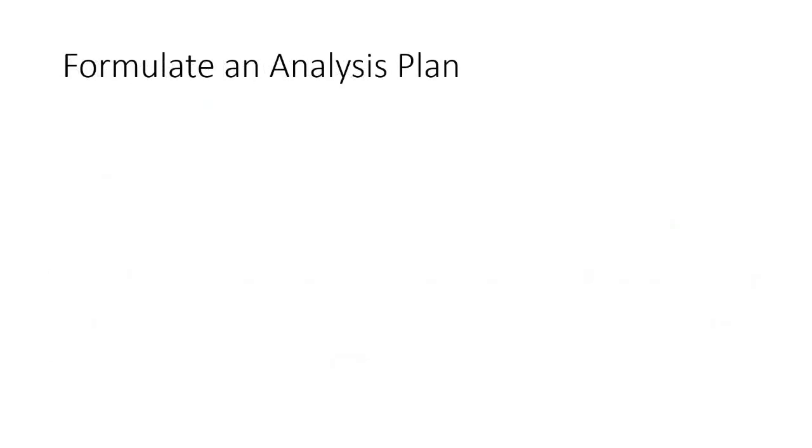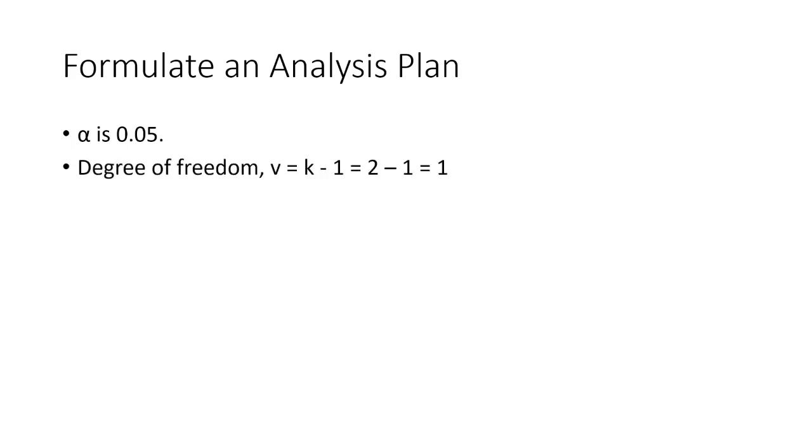Now, we are going to formulate an analysis plan. From the question, the alpha value is 0.05. The degree of freedom has changed, where the k value is now 2. Hence, v equals 1. Now, we can find the x-square value 0.05, 1 in the chi-square distribution table, and we get a value of 3.841.